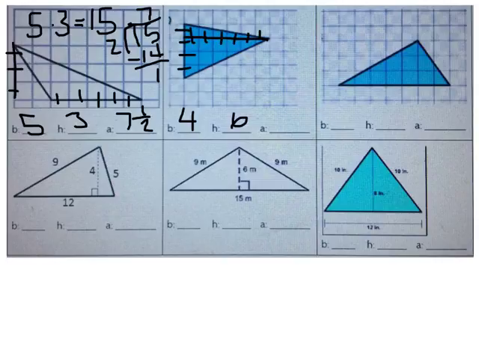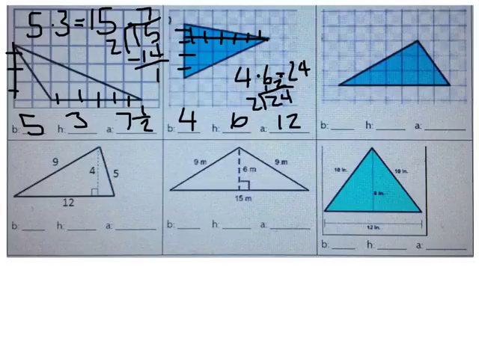What's the area? Well, 4 times 6 is 24. 24 divided by 2 is 12. The area is 12 square units.